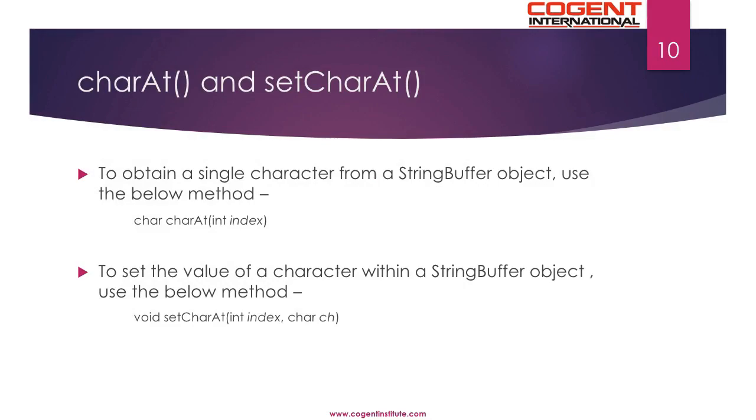Let's look at charAt and setCharAt methods. To obtain a single character from a StringBuffer object, we need to use charAt, which takes in an index of type int and returns the character at that index. And to set the value of a character within a StringBuffer object, we need to use the below method, setCharAt. We need to pass the index and the character that needs to be set at that index.